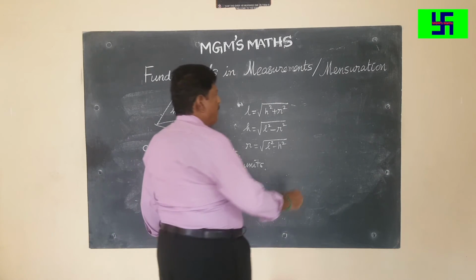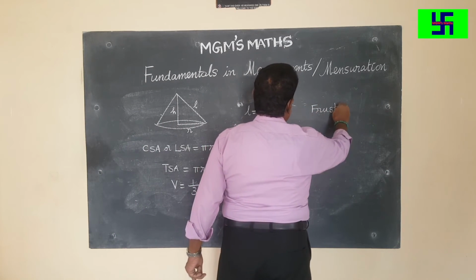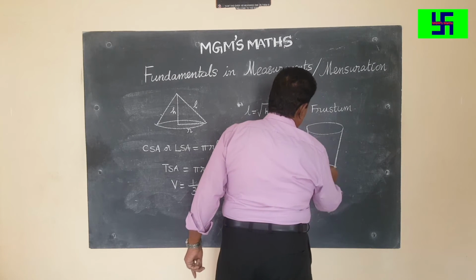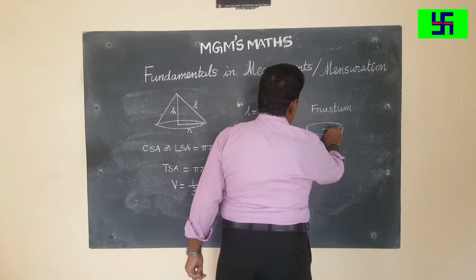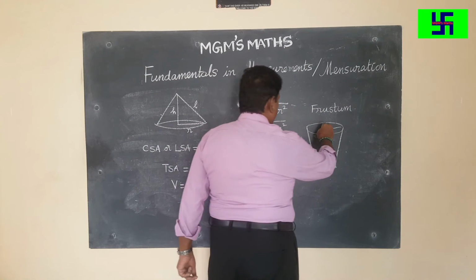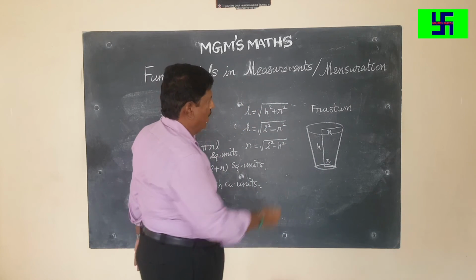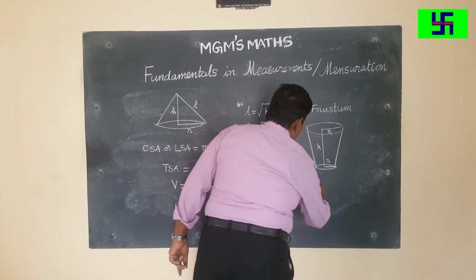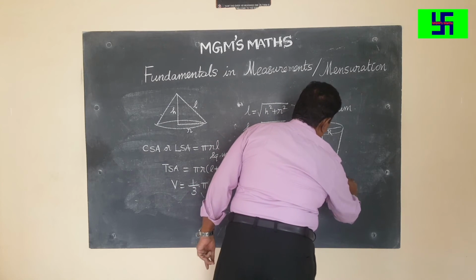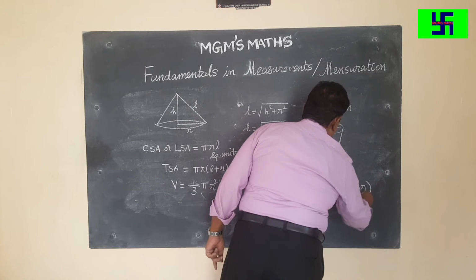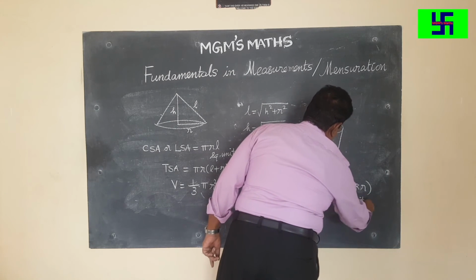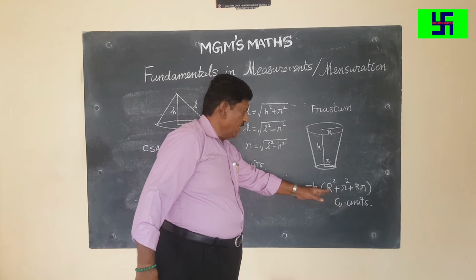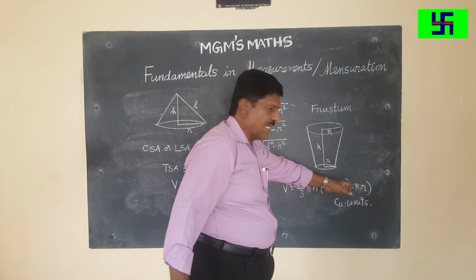Of course, if you have a frustum like a bucket, and it has small radius and larger radius, and the height of this is H units. Volume of the frustum is equal to 1 by 3 pi H into (R square plus small r square plus R into small r) cubic units.